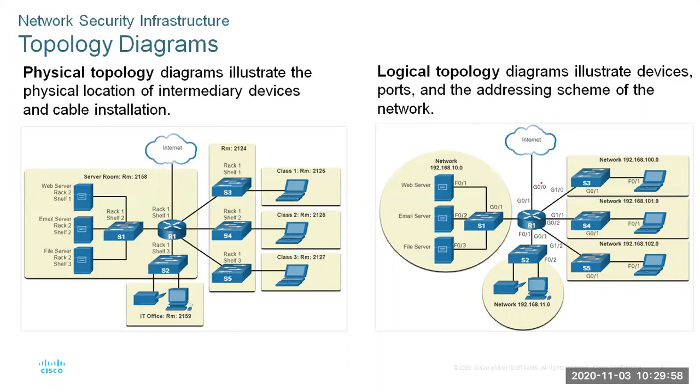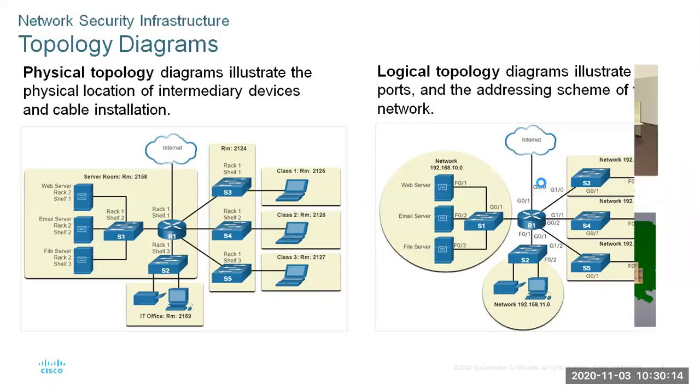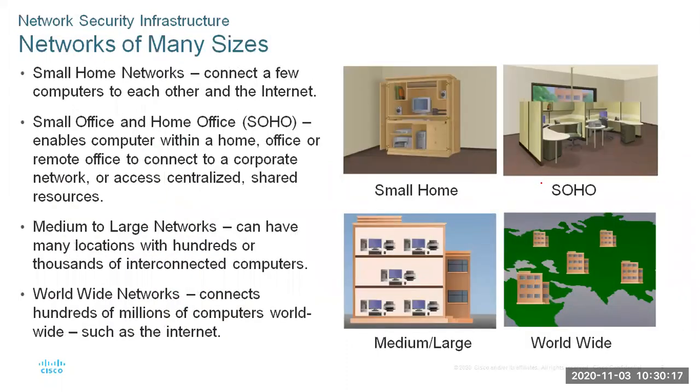So the logical topology and the physical topology are important in any network design, because you need to understand how the devices are interconnected, and then you need to understand the IP topological layout as well as how the traffic moves.